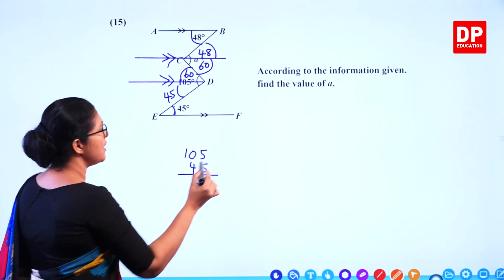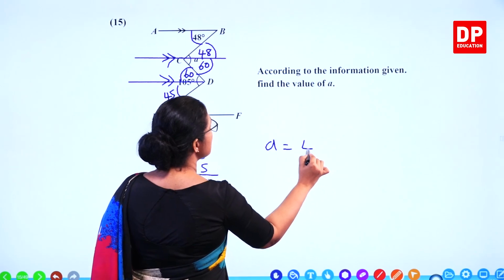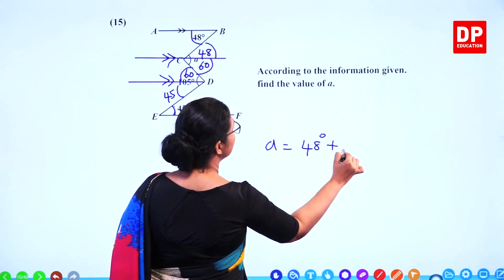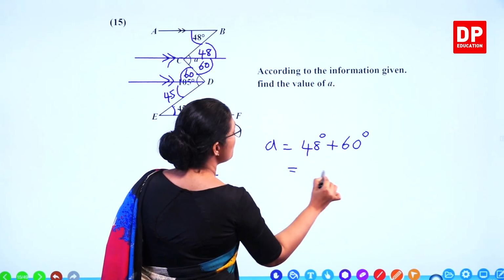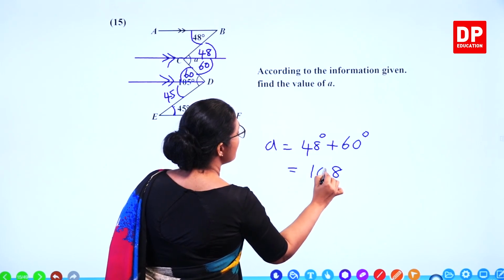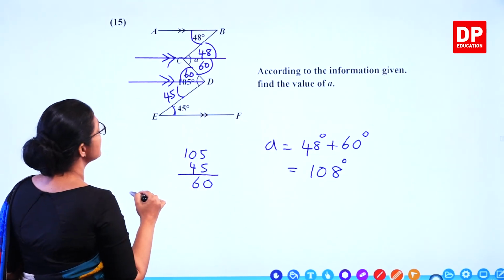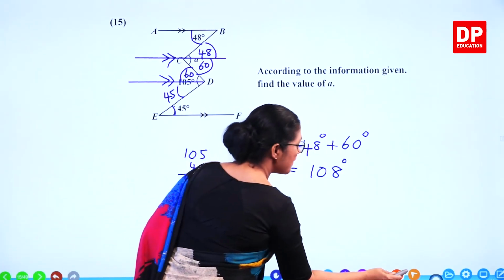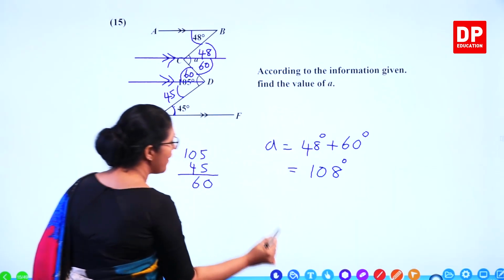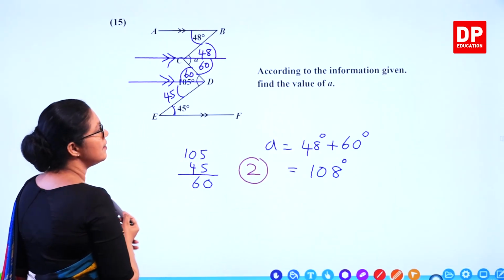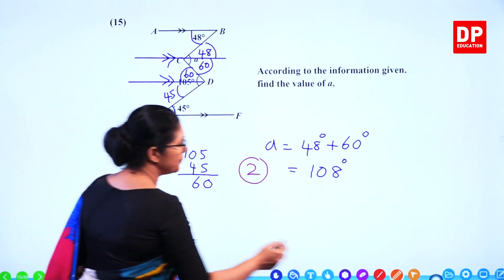A value is 48 plus 60, you get 108 degrees. So to identify that, you need to construct the two parallel lines. You get 2 marks for it.